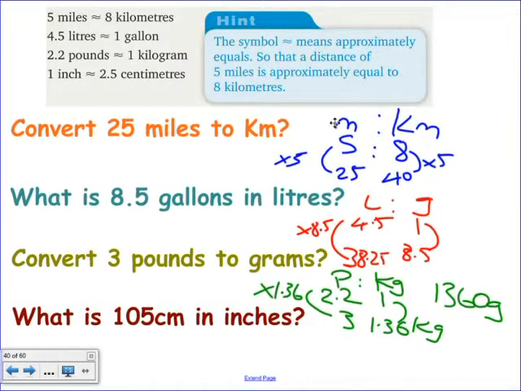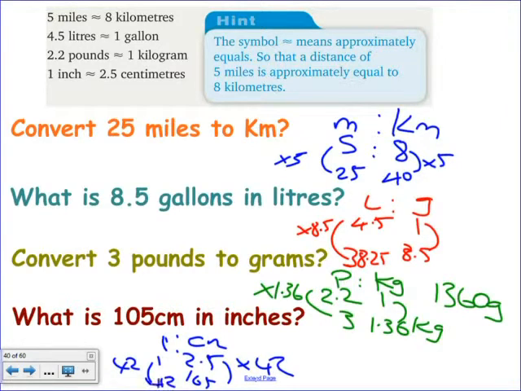Okay. Let's have a look at the last one then. 105 centimetres into inches. Lefties, righties, anybody want to have a go at this one? We've got inches and centimetres, and I've got a conversion of 1 to 2.5. 105 divided by 2.5 gives me my conversion, which is 42. So 1 times 42, 42 inches. Good, so you end up with 42 inches as the answer to that one.